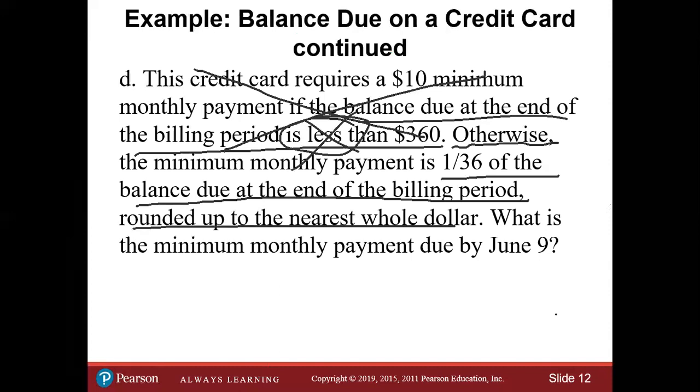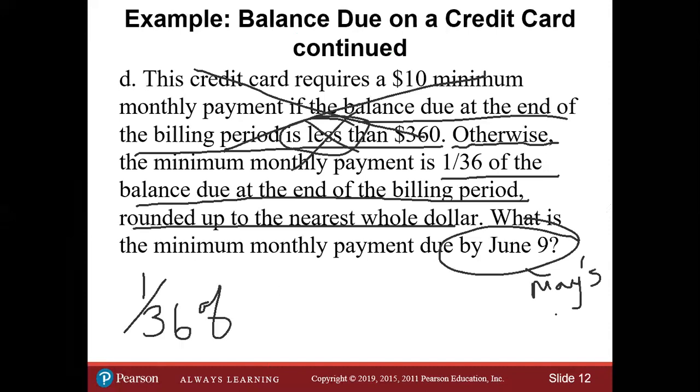So what is the minimum monthly payment due by June 9th? And by June 9th is just May's bill. So we need to find out what is 1/36 of the balance due at the end, which includes the interest. So it is $1,616.69.